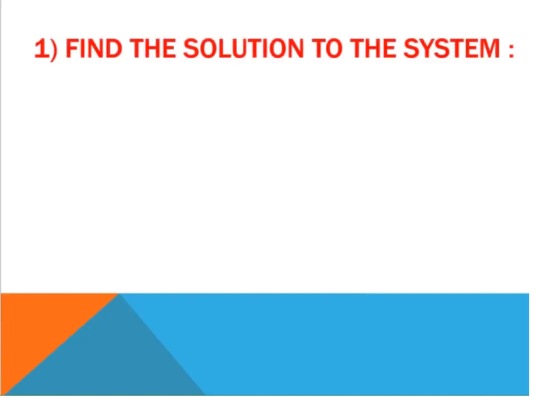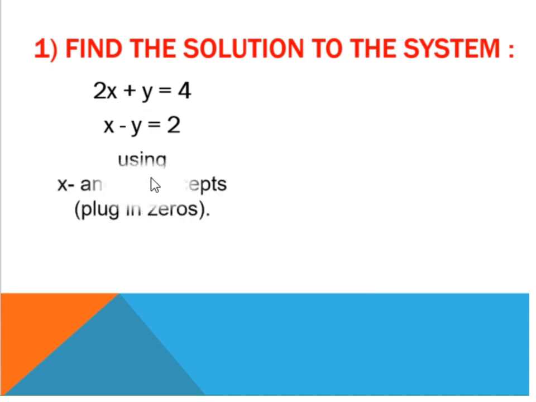Next, we have to find the solution to the system. Given our two equations, namely equation 1, 2x plus y is equal to 4, and equation 2, x minus y is equal to 2. In order to be able to graph this system of linear equations, we need to have at least 2 points. And we will be using the x and y intercepts for this.